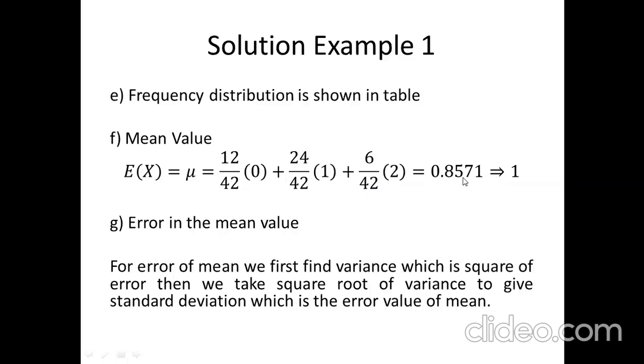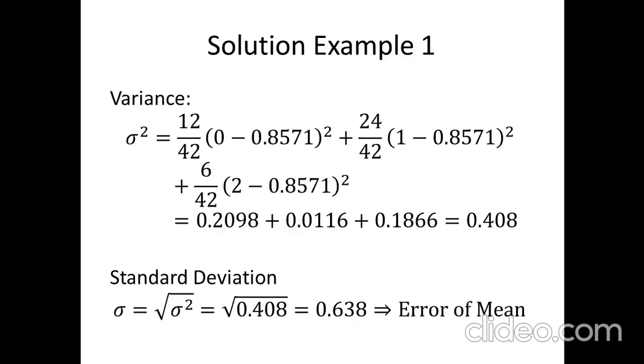Next comes the error in the mean. Remember this: in order to calculate the error of the mean, we first need to find the error square of the mean. Error square is variance and error is the standard deviation. After finding the error square, or the variance, we take the square root of it and we get the error, or the standard deviation, of the mean. So the variance and standard deviation, right?